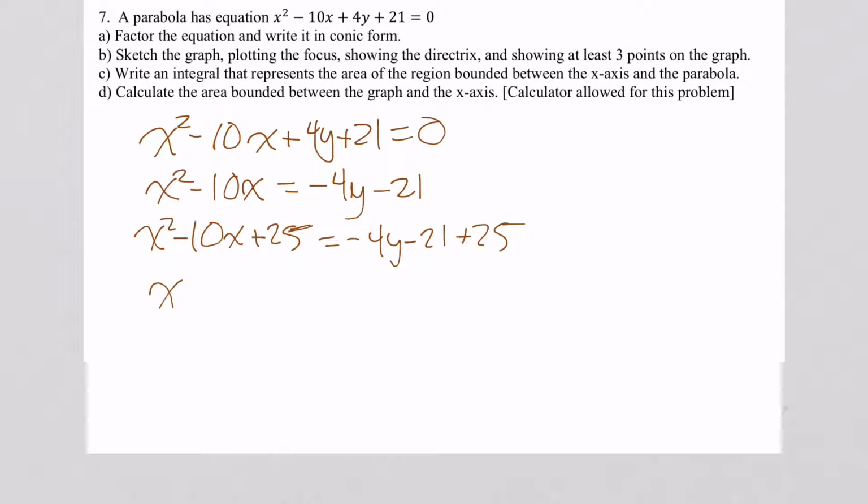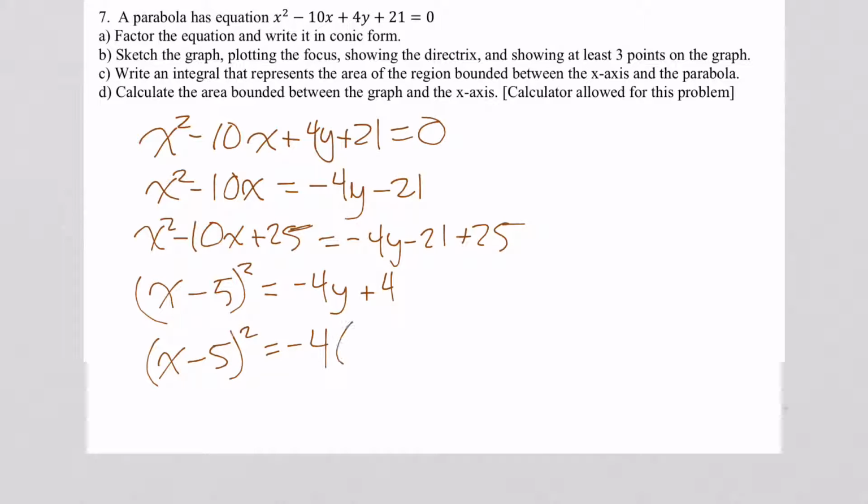So on the left, we have x minus 5 quantity squared, if we factor that perfect square, equals negative 4y minus 21 plus 25 is plus 4. So factor it, we get our conic equation: x minus 5 squared equals negative 4 times y minus 1. So there is our conic equation.